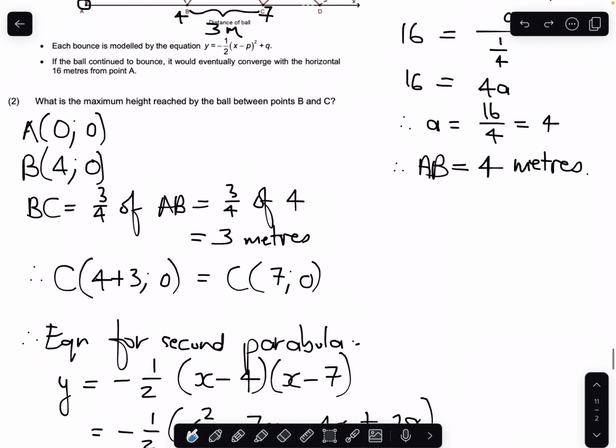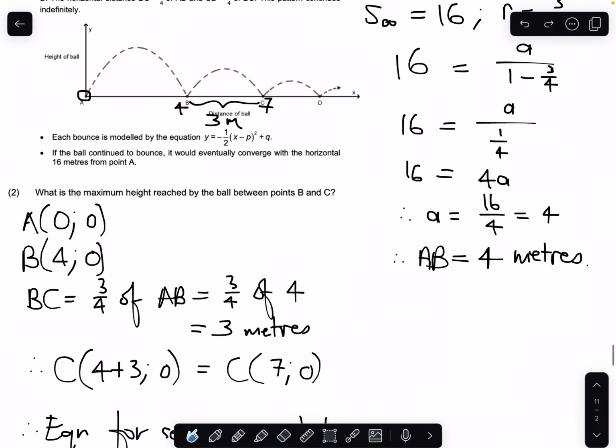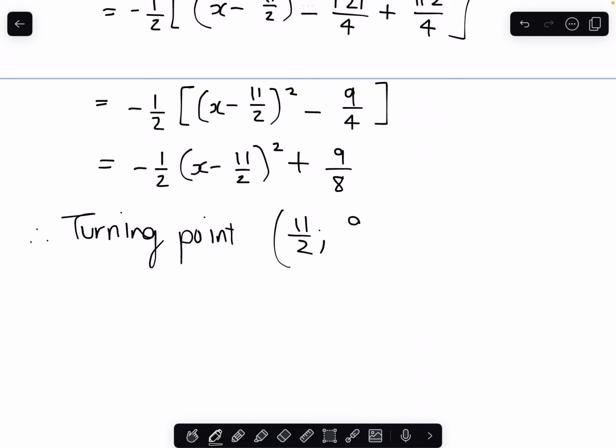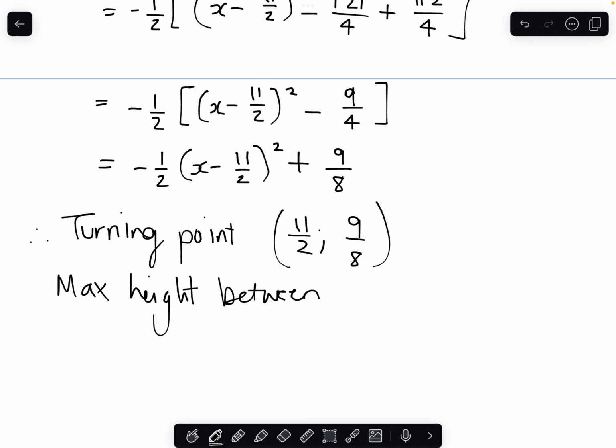Cool, so what was the question? What is the maximum height reached by it? Okay, so that'll be the 9 over 8. So therefore the turning point is, alright, so the max height between B and C is 9/8 meters.